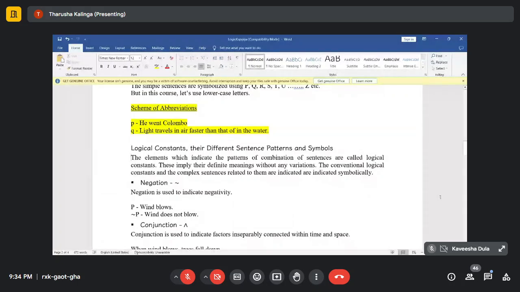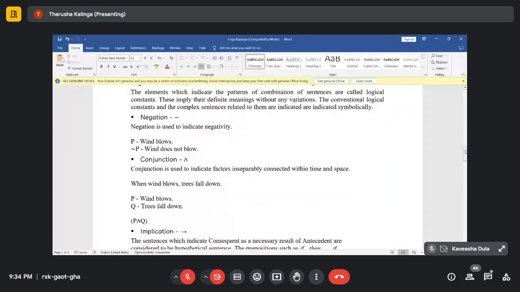The first thing is negation. Negation is used to indicate negativity. It always provides a negative idea. Now think: wind blows. The negative statement is wind does not blow. Now, if we take a sentence like, this cloth is white, or maybe the uniform is white, what should be the opposite of that?